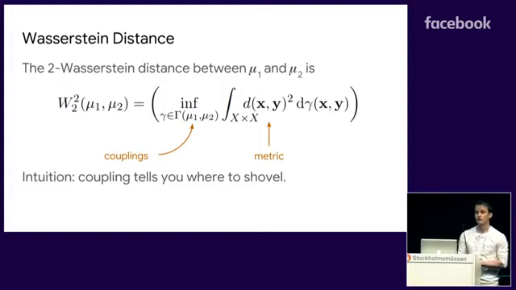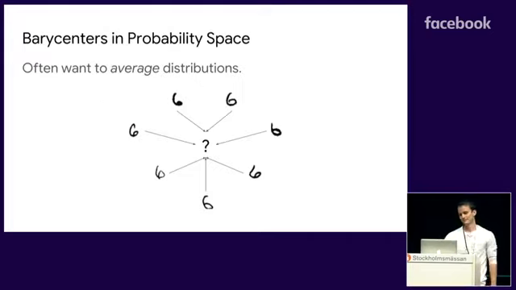Okay, so the way to quantify the amount of effort necessary is through the Wasserstein distance. Now, the two Wasserstein distance between two measures, mu1 and mu2, is this rather scary-looking integral over the set of all couplings between mu1 and mu2. The intuition behind this is that the couplings tell you where to shovel the sand from and towards.